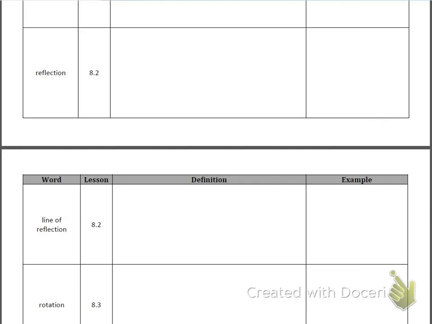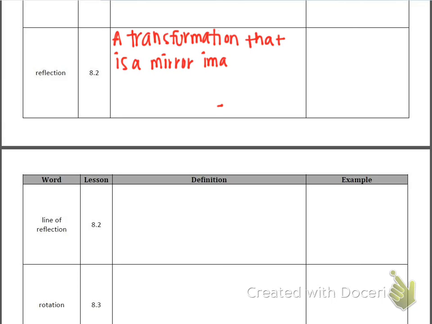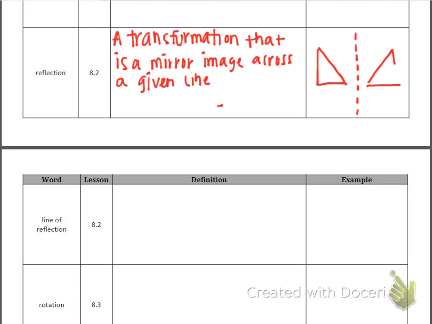So a reflection is a transformation that is the mirror image across a given line. Okay, so in our example with the triangle, if I have a triangle that looks like this, and let's say I reflect it about that line, the mirror image would look like that.